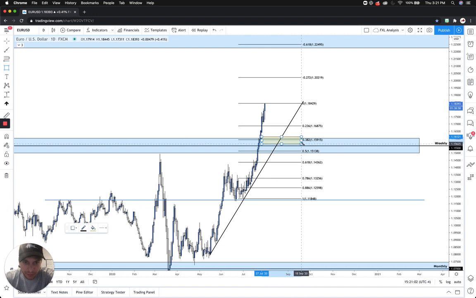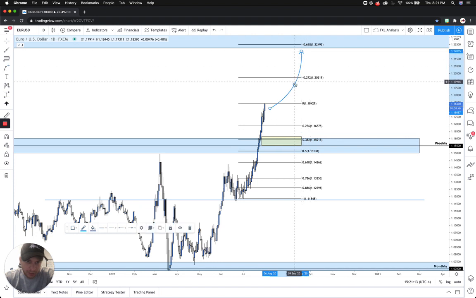So if we did see a reversal right now, we'd be looking for any sort of entry. Let's get rid of this trend line. Any sort of entry in this yellow zone here. So it would basically look like this. We'd be looking for any sort of entry there.